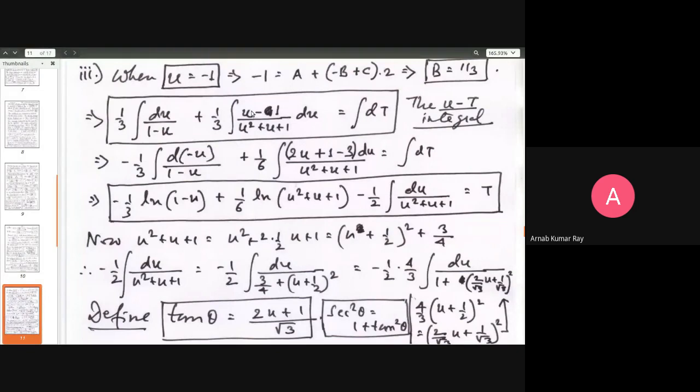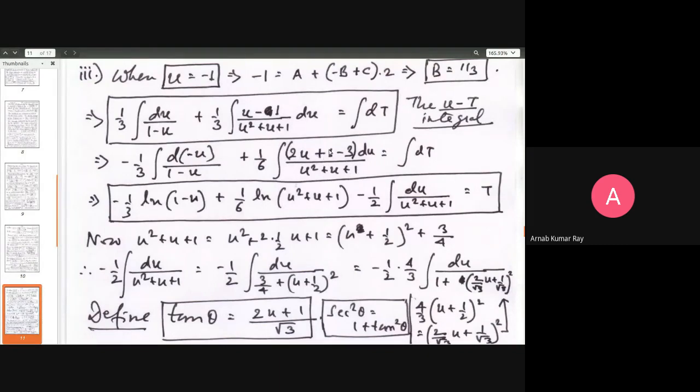Second part, 1 by 6. You notice that you've got a u plus minus 1, and there's a 3 over here. So first I'm multiplying this numerator by 2, so I will get 2u minus 2. And then in the denominator, I'll get 2 into 3, 6. 2u minus 2, and then the minus 2 I'm writing as plus 1 minus 3. After having written that, if you look at this, 2u plus 1 is the derivative of the denominator u squared plus u plus 1.